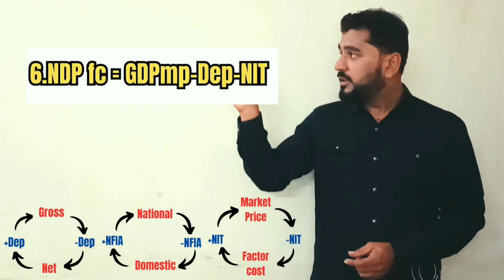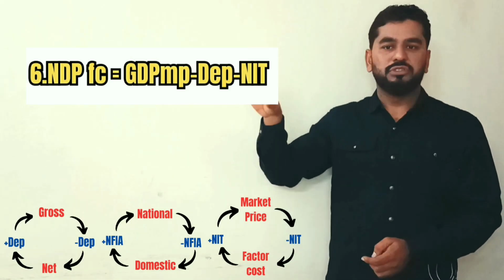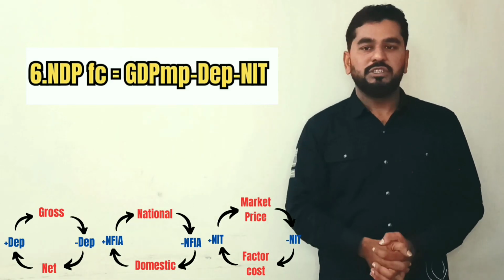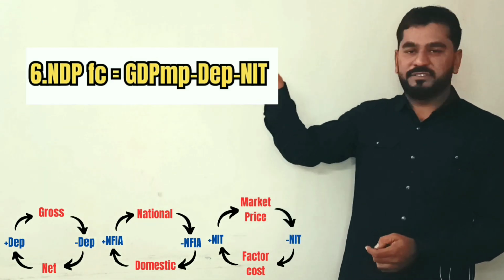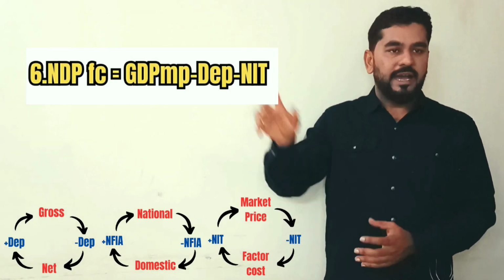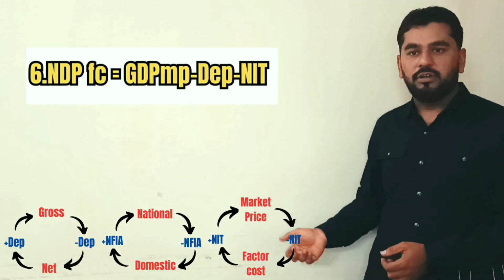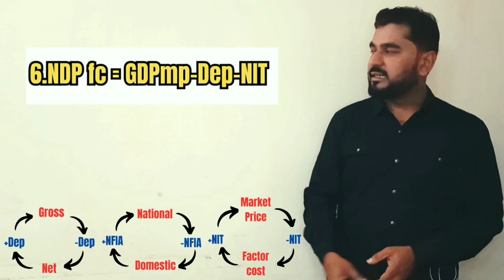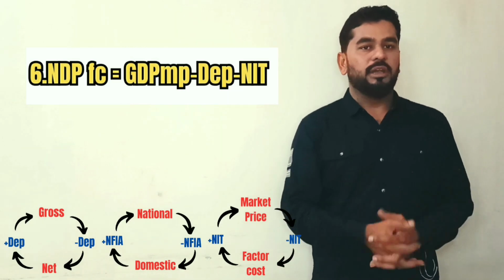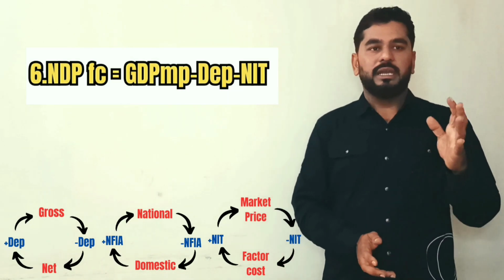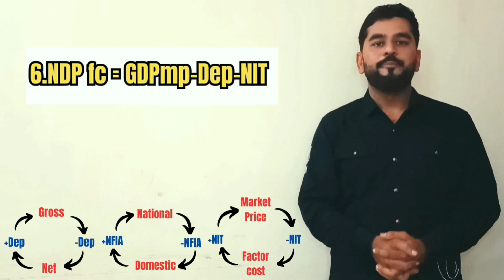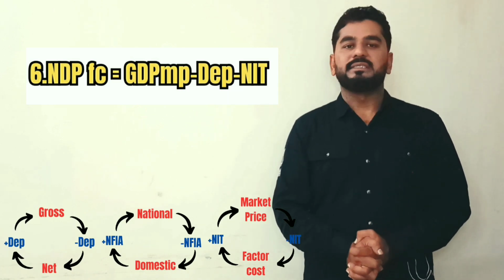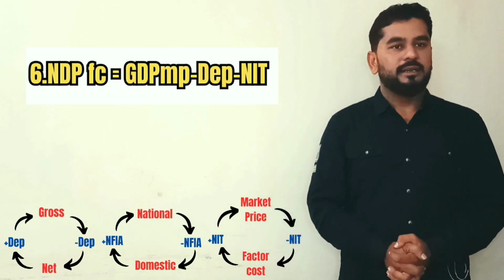Then domestic is matching, no change in that. Product is also matching, no change in that. But MP to FC, I have to go from market price to factor cost. In order to move from market price to factor cost, I have to minus net indirect taxes. Just minus the net indirect taxes. It becomes the formula to find NDPFC. So NDPFC is equals to GDPMP minus depreciation minus net indirect taxes.